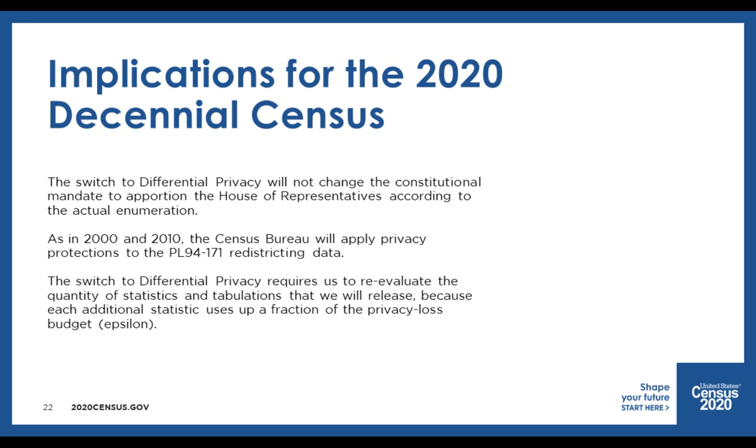The remaining data products, including the PL 94-171 redistricting data, will have privacy protections applied, as they have in prior censuses. Only this time, the noise will come from differential privacy rather than from the record swapping mechanism that we used in the past. The switch to differential privacy does require us to reevaluate the quantity of the statistics and tables that we'll be releasing, as each additional statistic or table uses up a fraction of that privacy loss budget.